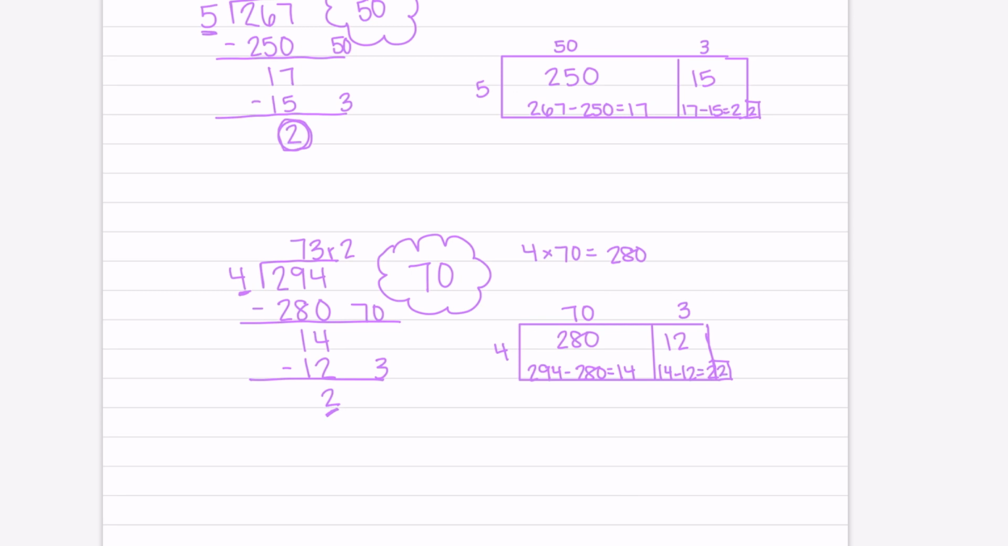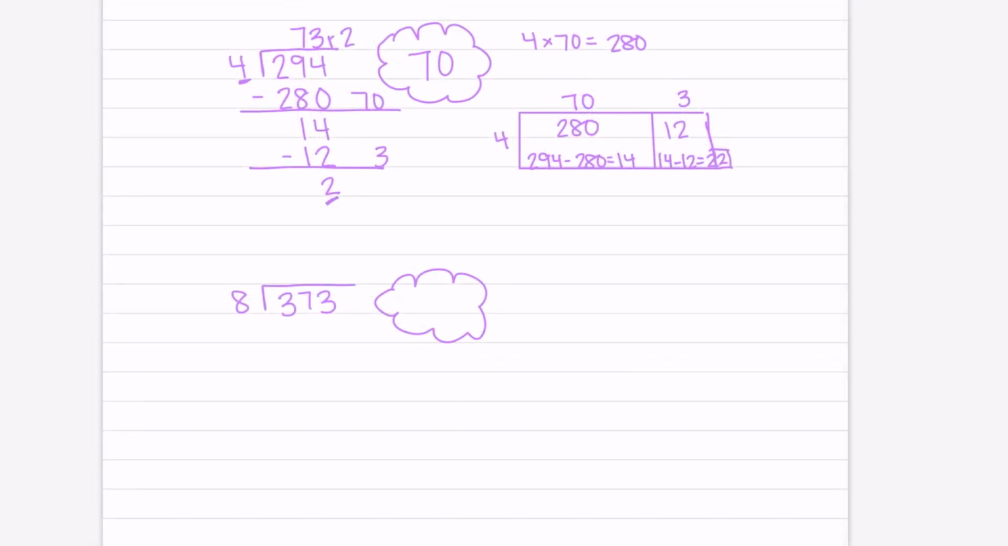Now I would like for you to try the next problem. You're going to solve 373 divided by 8. Press pause, and when you're ready to check, press play.